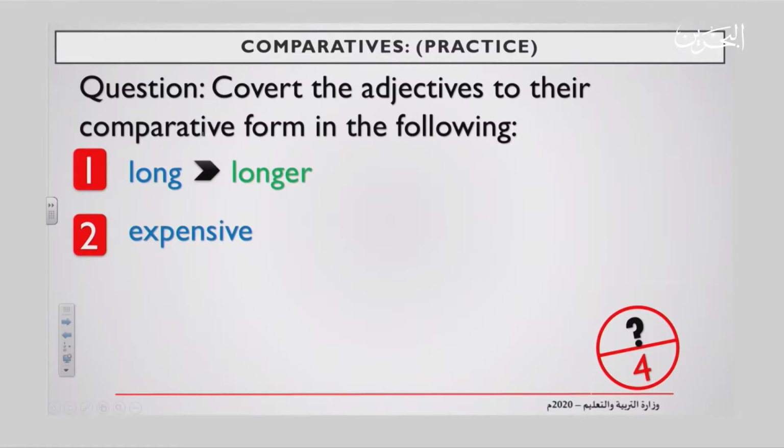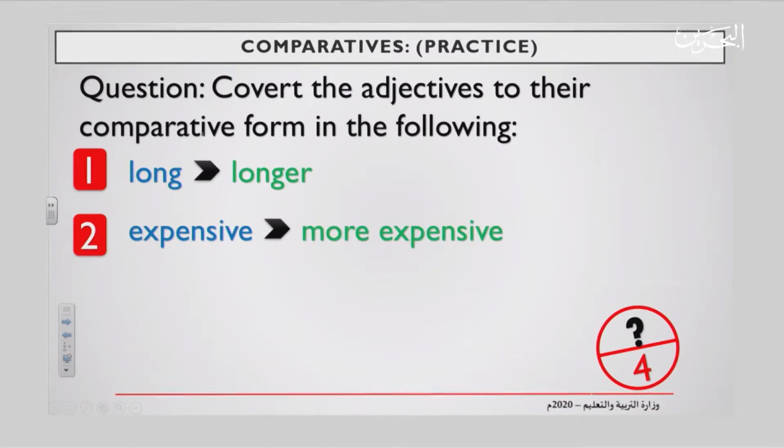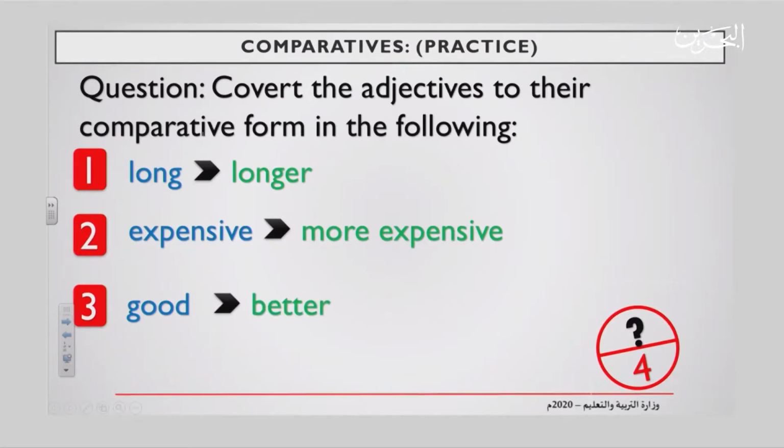All right, let's take a look. More expensive. It is a multisyllable adjective. You have to add more. 3. Good. Let's take a look. Better. It is an exception. You have to change the adjective.